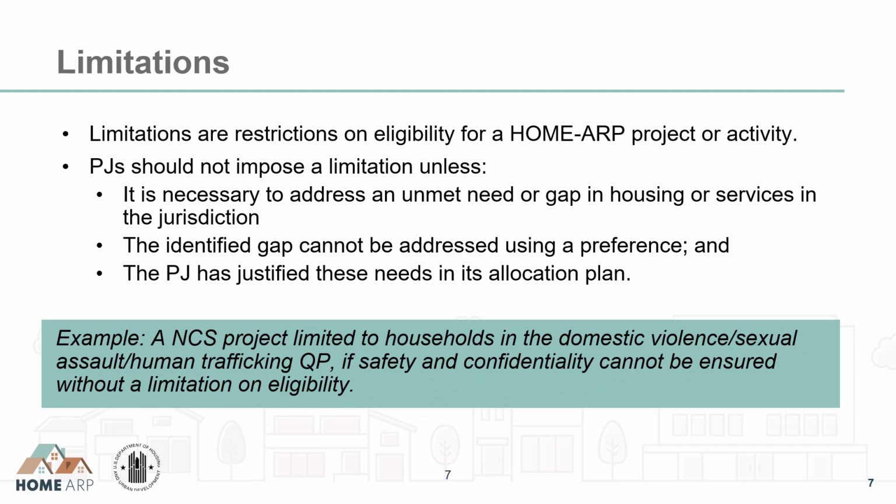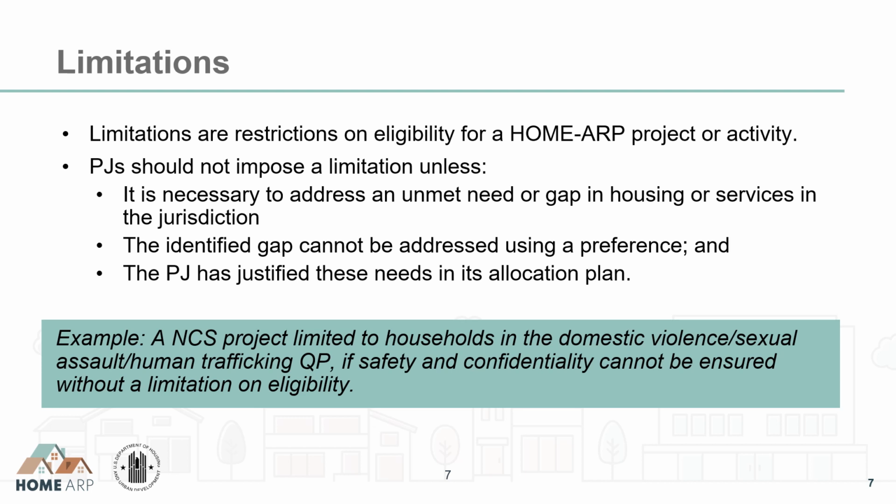Limitations serve to exclude certain QPs or subpopulations of QPs from eligibility for a project or activity. Limitations can make it difficult for PJs to meet the HOME-ARP statutory intent to provide all 4 QPs with access to HOME-ARP. Thus, PJs should not impose a limitation unless it is necessary to address an unmet need or gap in effective housing or services in the PJ's jurisdiction. The identified gap cannot be addressed using a preference, and the PJ has justified these needs in its allocation plan.